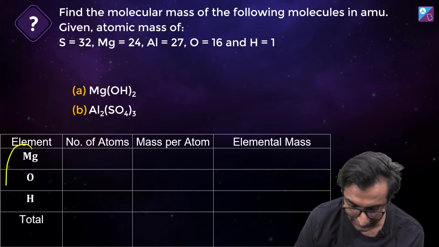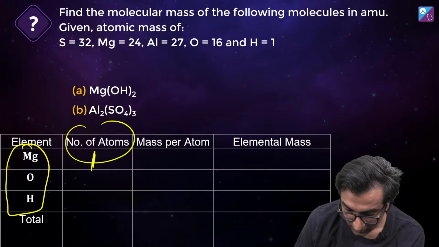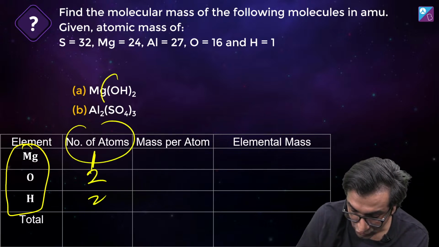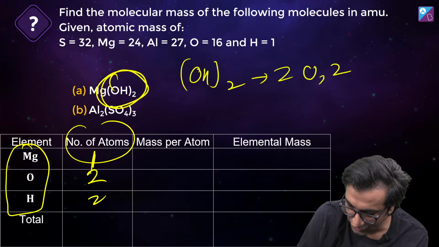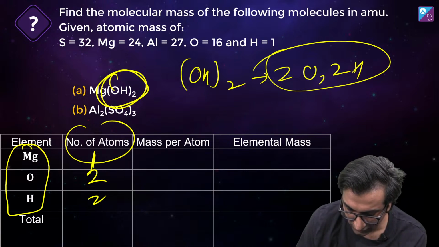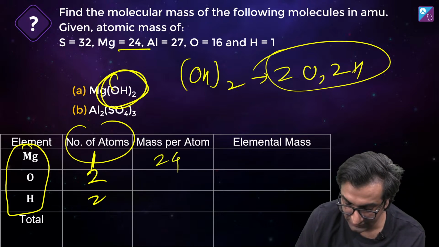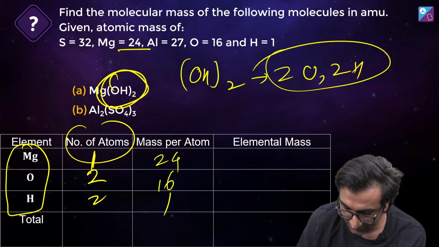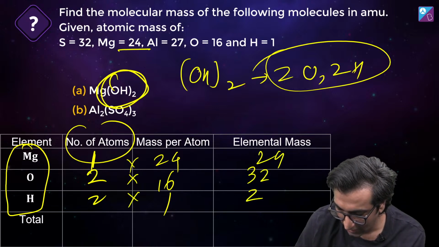How many atoms? Likho. Mg(OH)2. How many atoms are there? You've got 1, 2, and 2. See, this Mg(OH) whole twice. Don't forget that OH whole twice implies that there's 2 oxygen, 2 hydrogen. Okay. Do that. Mass per atom. What do we have here? What is magnesium? 24 given here. Great. Oxygen 16, H 1. Okay. Then multiply all of this. Right? You get 24, 32, 2. How much is that?